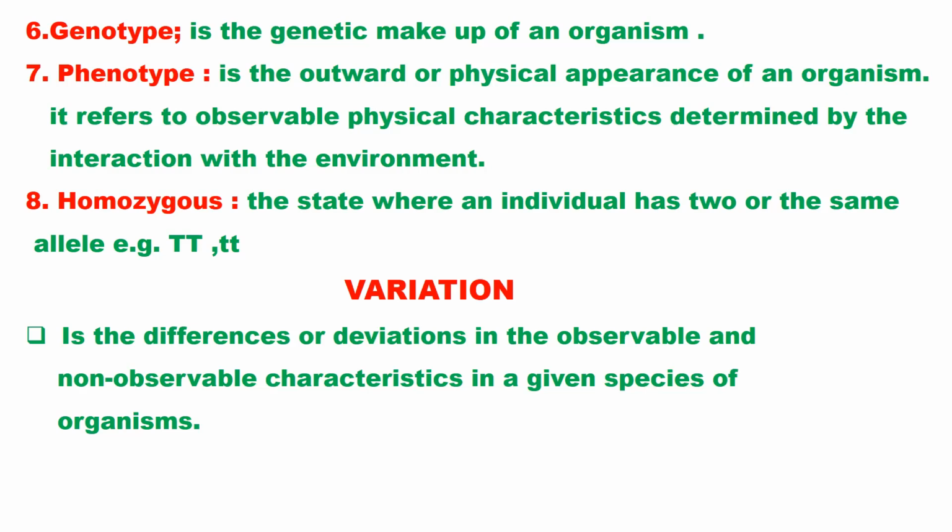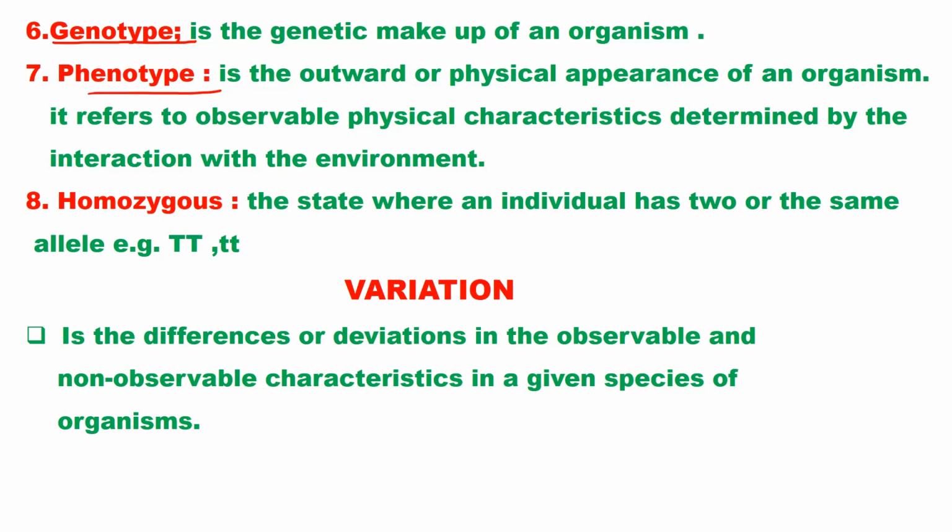Okay? What about the genotype? So genotype is just the genetic expression or genetic makeup of an organism. That is what you call the genotype. Then now the phenotype. So phenotype is just the outward or physical appearance of an organism. And of course, it refers to observable physical characteristics determined by the interaction with the environment.